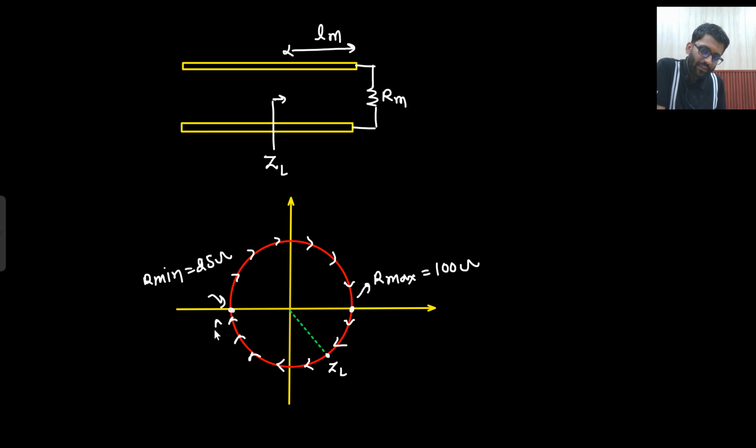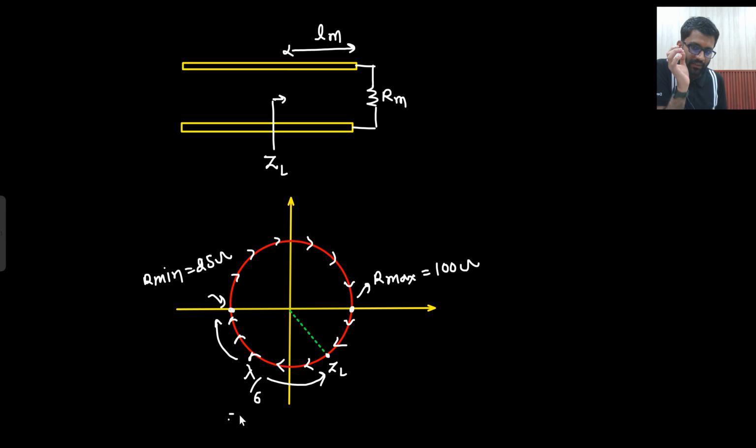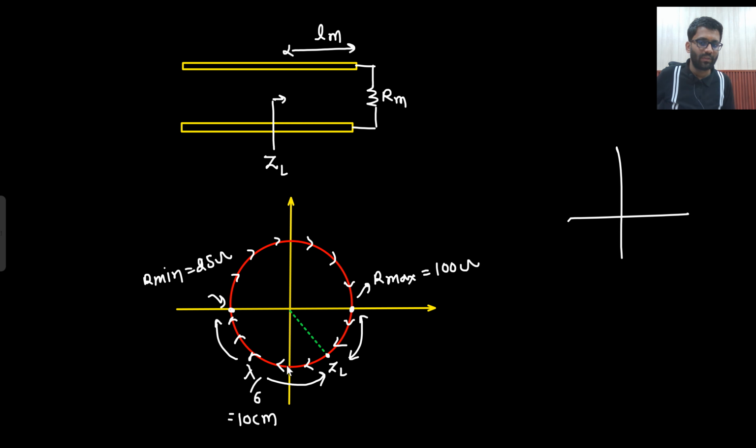So this much length was lambda by 6, right? And this lambda by 6 was equivalent to 10 centimeter. So what do you think, how much will be this length? This lower length is equal to lambda by 4, right? This complete circle is equal to lambda by 2. This length is lambda by 6. So how much will be this length?